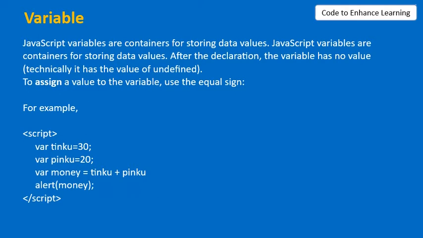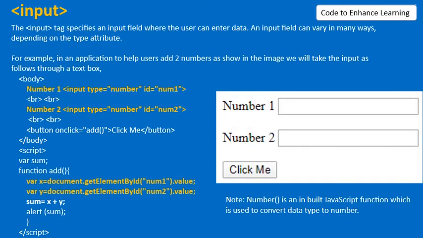Now let's move to our next topic, that is the input statement in JavaScript. In our web page or application, we want the user to input values like names, addresses or phone numbers. Let me show you how you can take this information as input from the users. The input tag in HTML specifies an input field where the user can enter their data. An input field can vary in many ways depending upon the type attribute. For example, in an application to help the user add two numbers, as shown in the image, we will take the input as follows through the text box.